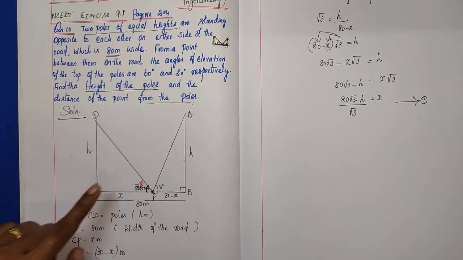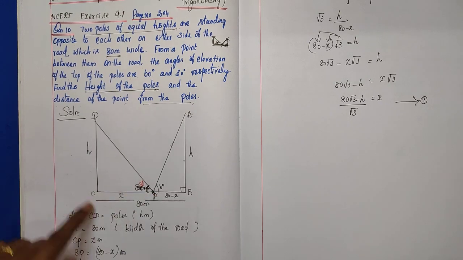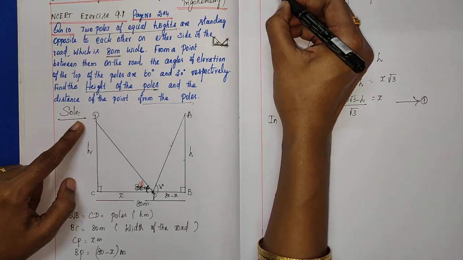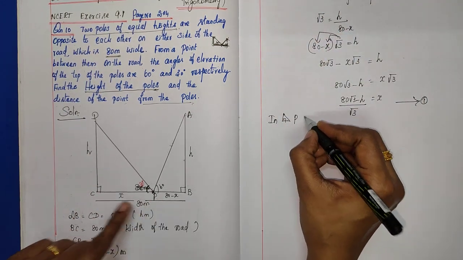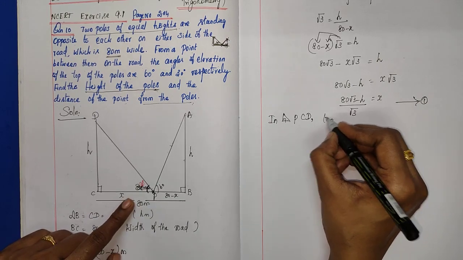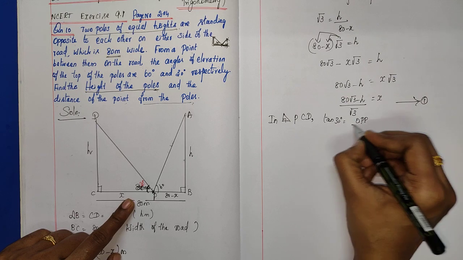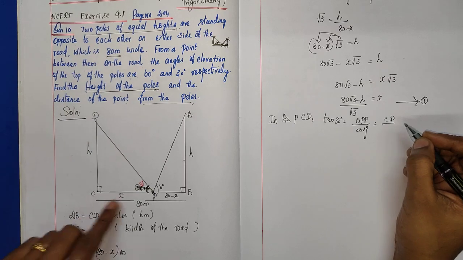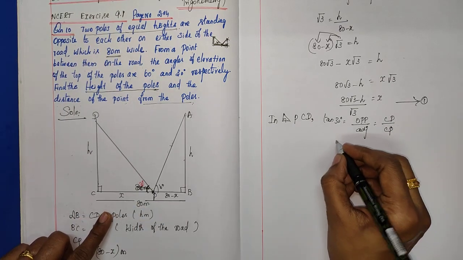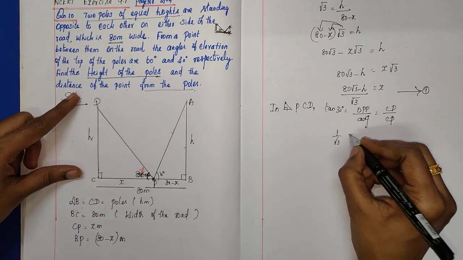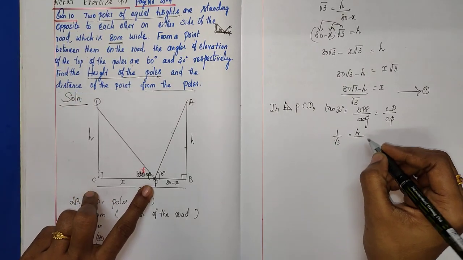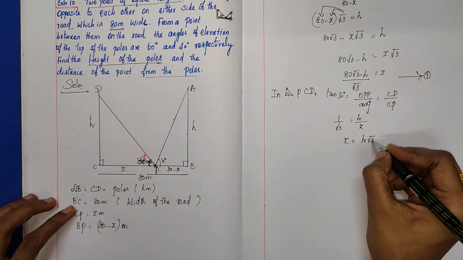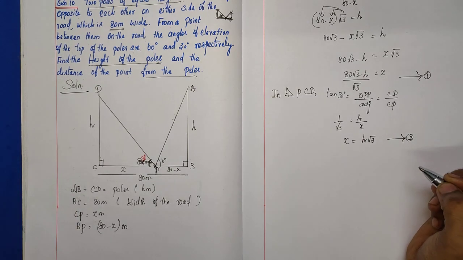Now using the second triangle, the triangle name is PCD. So in a triangle PCD, tan 30 degree is equal to opposite by adjacent. Opposite is CD, adjacent is CP. Tan 30 value is 1 by root 3, CD is equal to h, CP is equal to x. Just cross multiplying it, we get x is equal to h root 3. So note that it is number 2 equation.